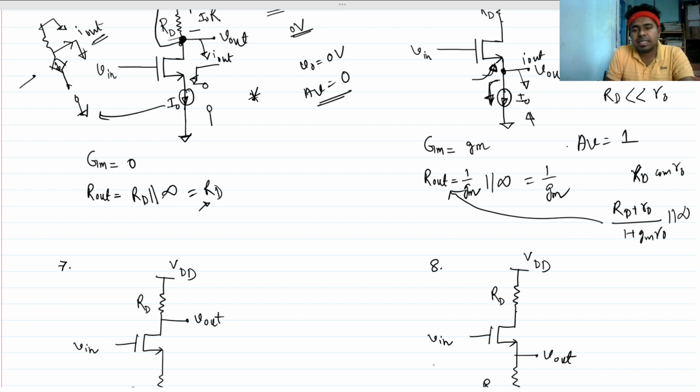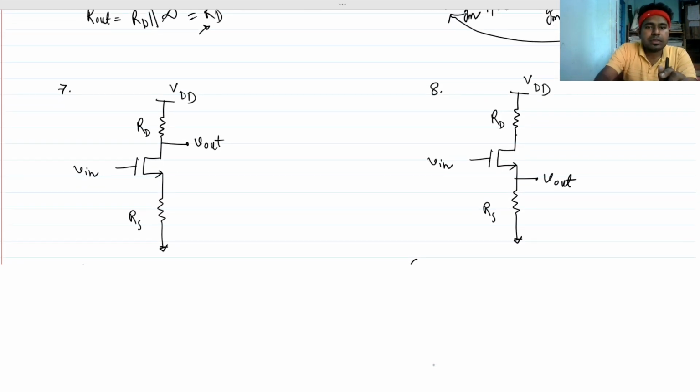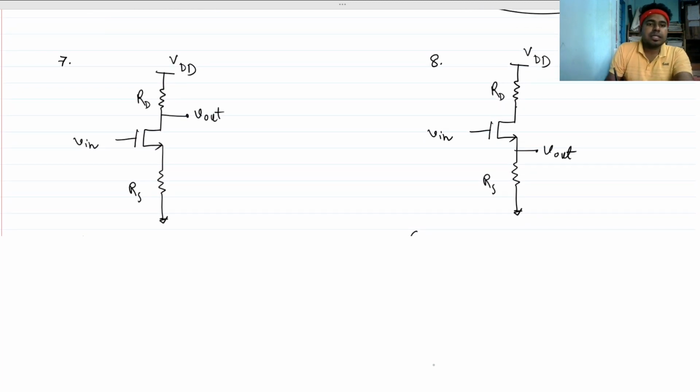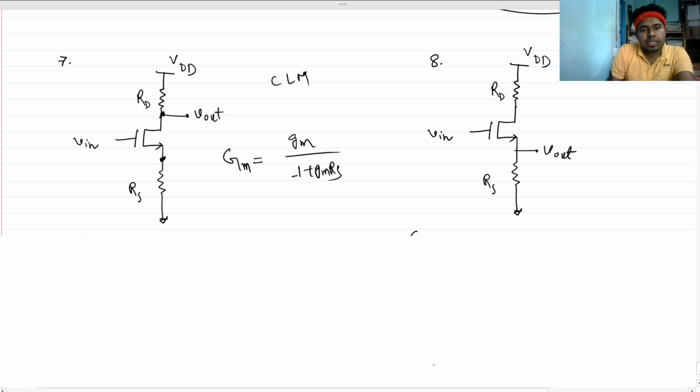And as I said previously, for GM calculation we always neglect RDS. So this is how you can answer. Now the seventh question. Now we are taking output from here. Then what will be the GM? We are neglecting CLM, so there is only one branch for GM, and this is a source degeneration circuit. We know that for source degeneration, the overall GM is reduced to GM by 1 plus GM RS. So this is the overall GM.